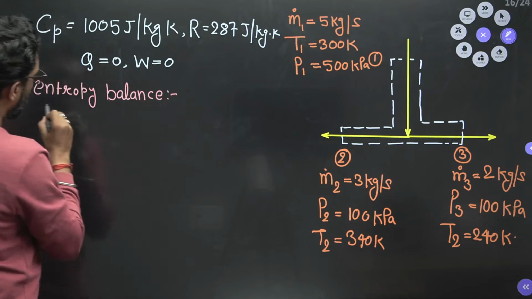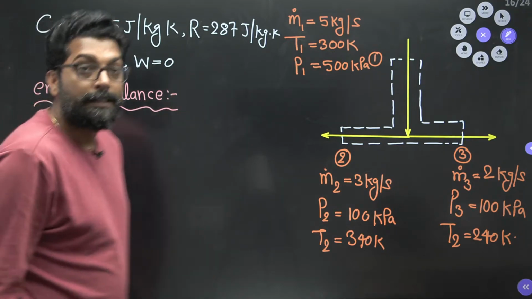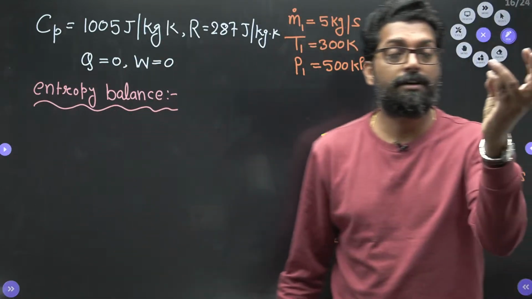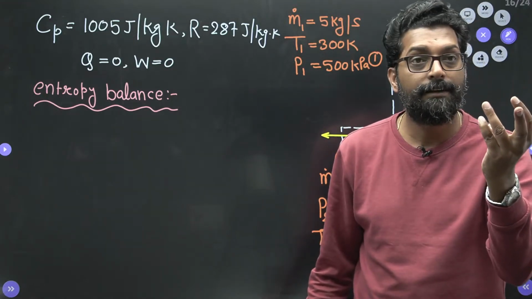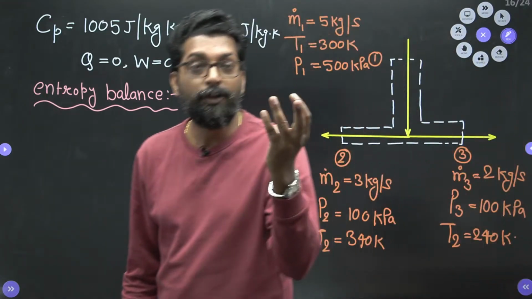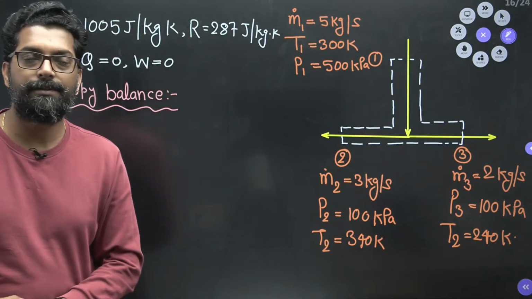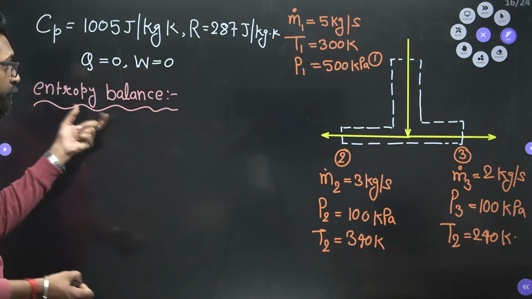Entropy balance. In thermodynamics, there are 4 balance equations. Number one, mass balance. Number two, energy balance. Number three, entropy balance. And number four, exergy balance. Okay, so here we have to find the entropy balance.